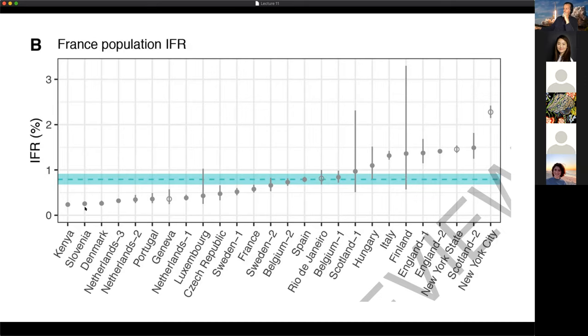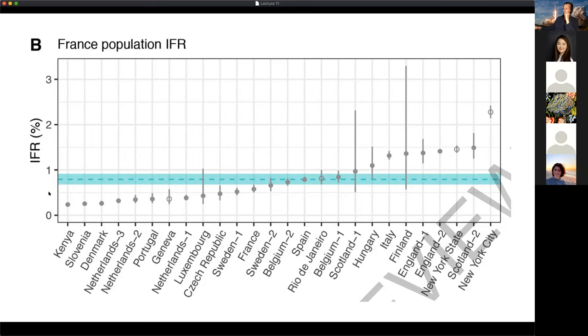And then all the sera surveys are ranked, from smallest infection fatality rate to highest. So you can see there's New York City, which when standardized to the population of France would be over 2%, so that's definitely an outlier. Then the next highest is Scotland, then another New York State, and it marches down all the way. And then in places like Kenya or Slovenia or Denmark, these sera surveys are very different from what you see in New York. Wherein you're now faced with a challenge.